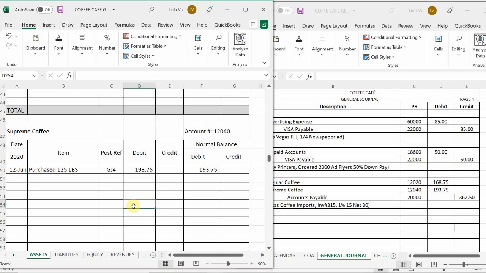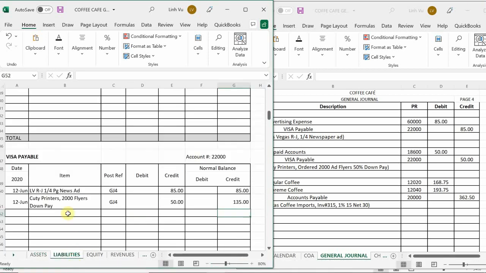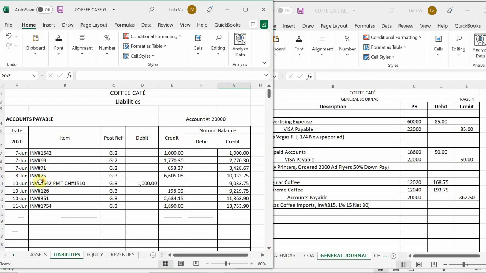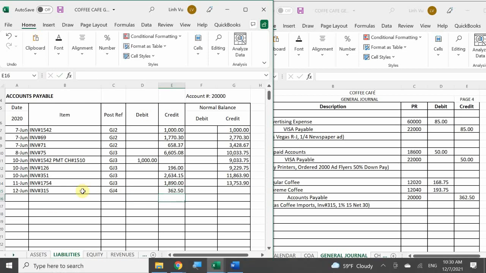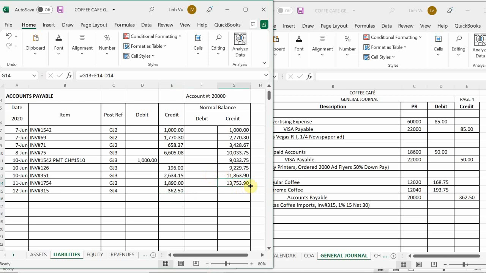And of course, because I placed this on account, I need to update my liabilities, because I am not going to pay now. So invoice number 315, general journal number 4, and I'm going to increase my liability by $362.50, which will bring my account balance to now $14,116.40. Okay. Not doing too good here. We're owing too much money here, and we only have like $5,000 left in our bank.